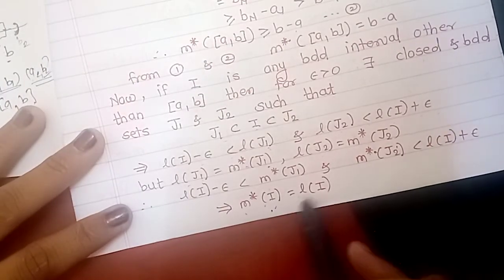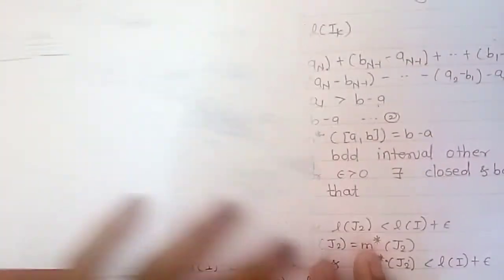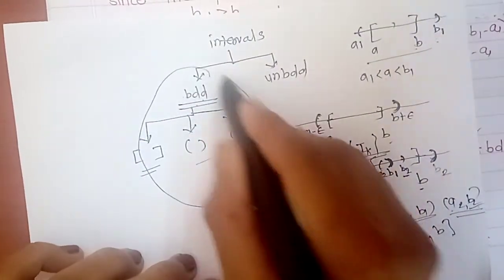So what is the length of I? The length of I minus epsilon is less than the length of j1, and the length of j2 is less than the length of I plus epsilon. So what is the length of j1? j1 is an interval, so its length is its outer measure, and j2 is also an interval, so its length is the outer measure of j2. If we rearrange this in terms of outer measure, we see that the outer measure of I is equal to the length of I. So this holds for bounded intervals.